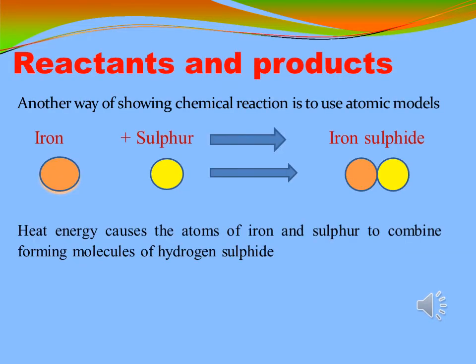Moreover, another way of showing reactants and products in chemical reaction is to use atomic models. You can see here the colored models of atoms. Iron, which is brownish in color, and sulfur atom is represented by yellow color. Heat energy causes the atoms of iron and sulfur to combine, forming molecules of iron sulfide.